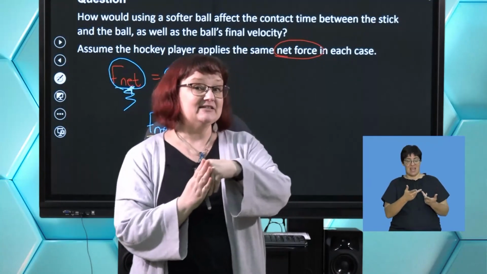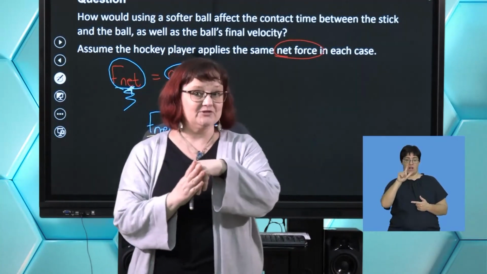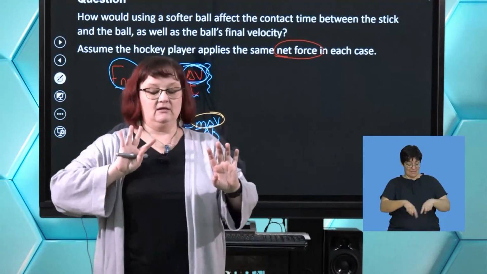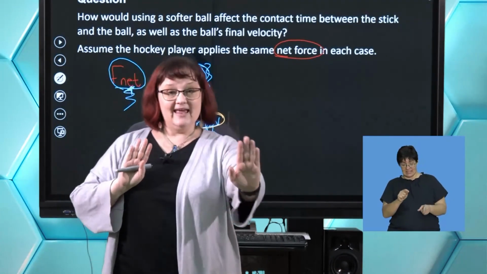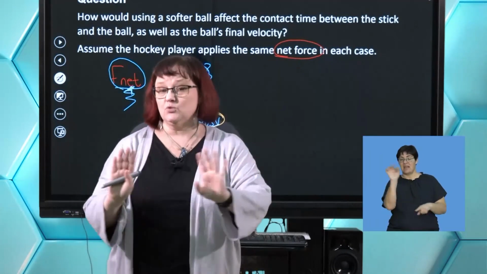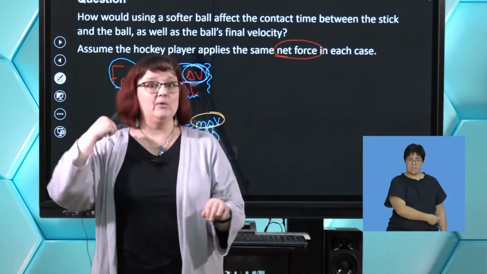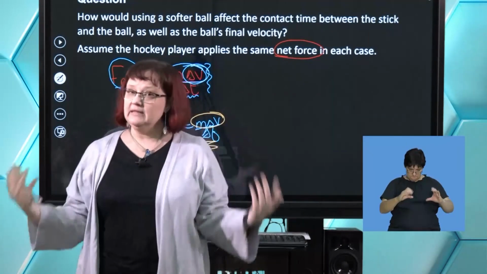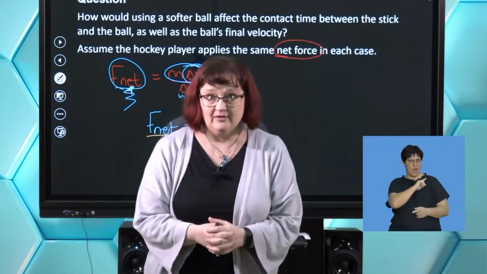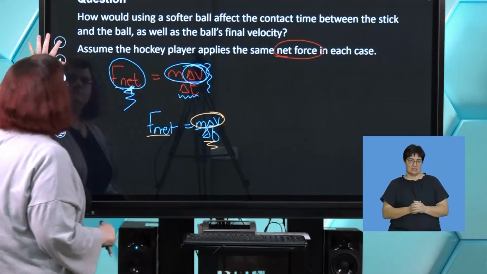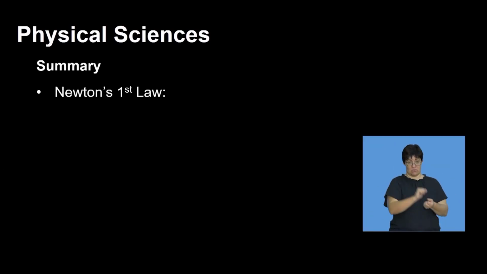And we're actually going to spend time on that when we get to impulse, because that difference in time and F net becomes very important when we look at car safety and why we wear seatbelts and why we need airbags and all of those sort of things, okay? So let's do the summary.